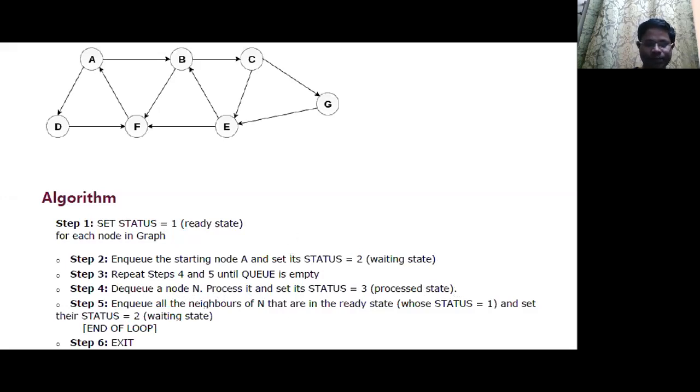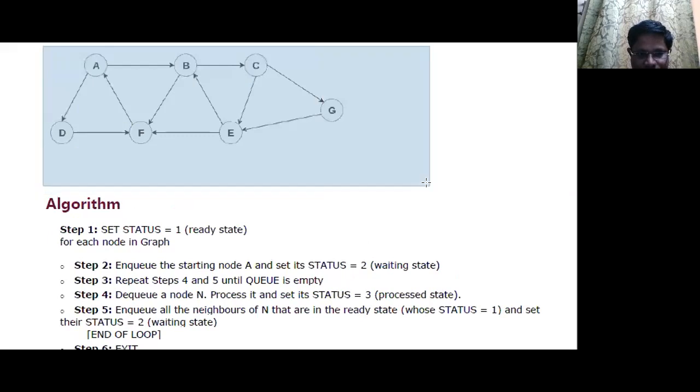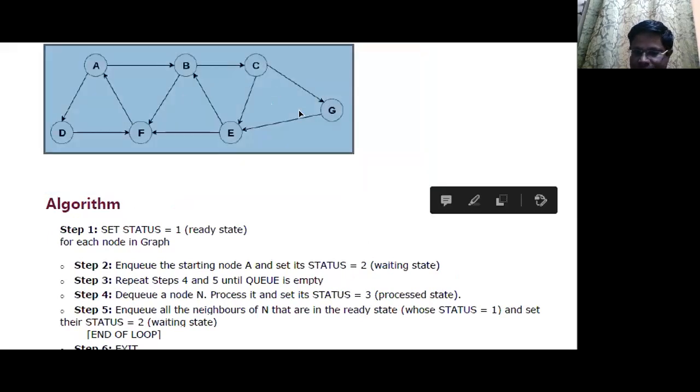Now in the next step, enqueue all the neighbors of N that are in the ready state, whose status is equal to 1, that was set by us earlier, and set their status equal to 2, the waiting state. And after that, exit and the algorithm terminates. So to explain this algorithm, I am taking an example, and our example is the same graph. So this is the graph that I have taken. In the next slide, I have explained the various steps.